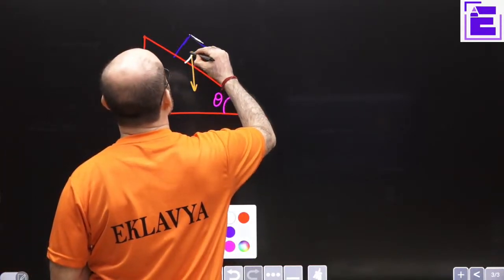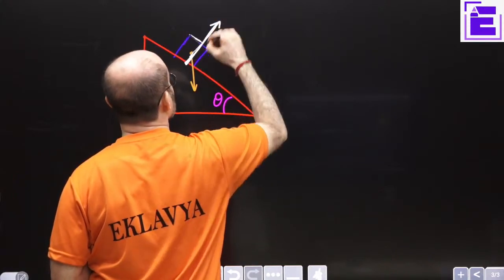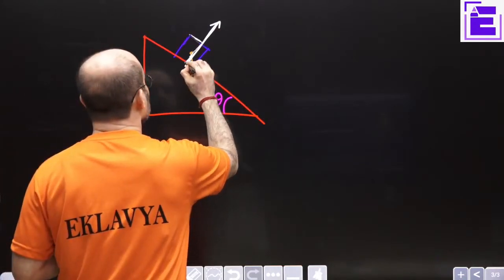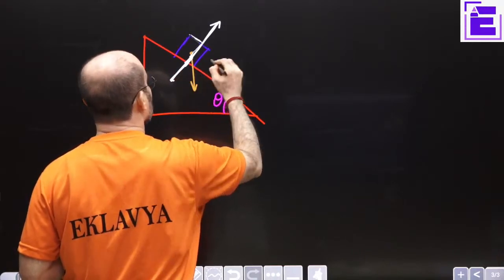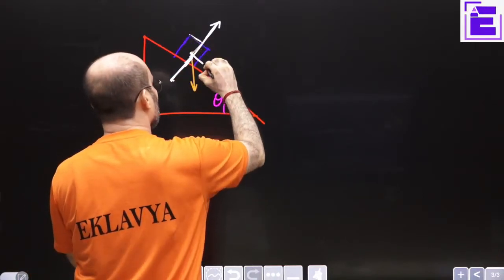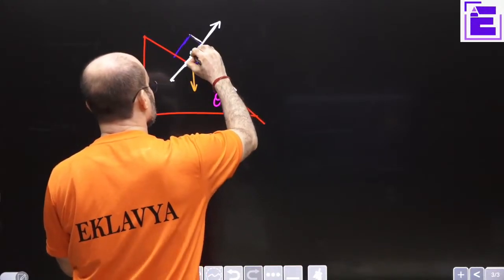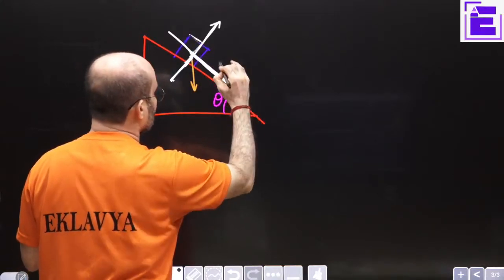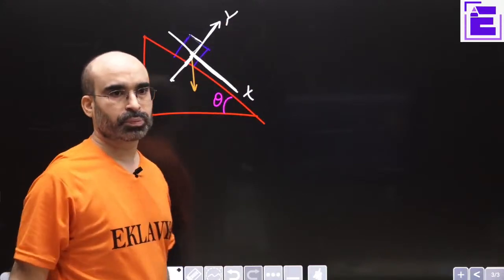this, perpendicular to this inclined plane. Another along this, okay, along this. And another we are interested in finding out is along this axis. So we may consider this to be the x-axis and this to be the y-axis.